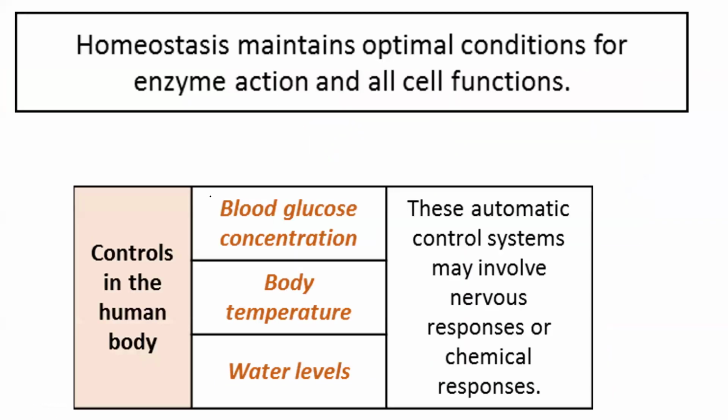Right. Homeostasis. This is now your definition. If they're going to ask a definition, pretty good chance it's going to be this one. Homeostasis maintains the optimal conditions for enzyme action and all cell functions. So your blood glucose, your body temperature, your water levels, all the things that must stay the same in your body, that is called homeostasis, and it is to maintain the optimal conditions for enzyme action.